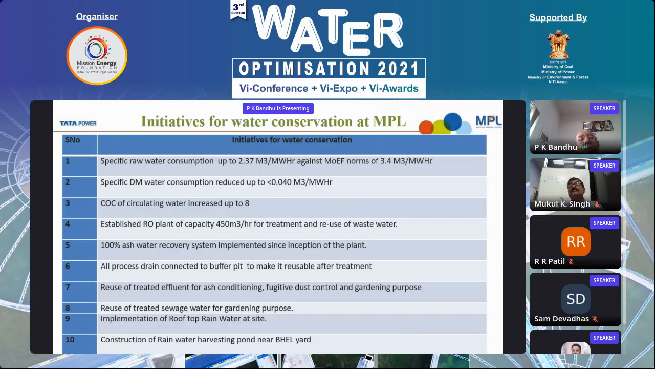So these three we have adopted in our plan for optimization of natural resources, decarbonization, and water neutrality, to be obtained by 2050.